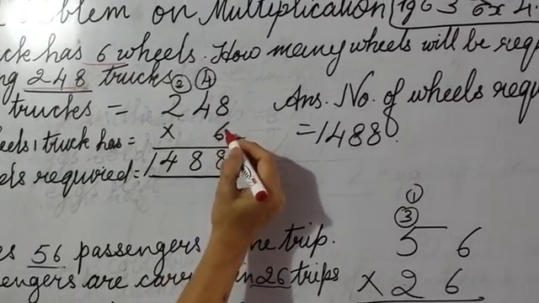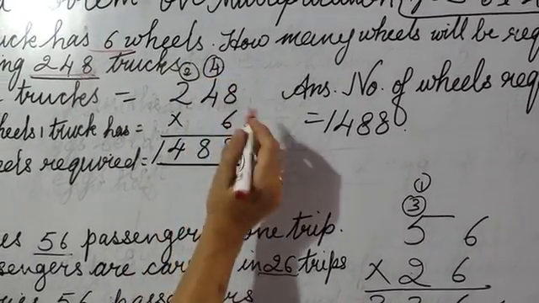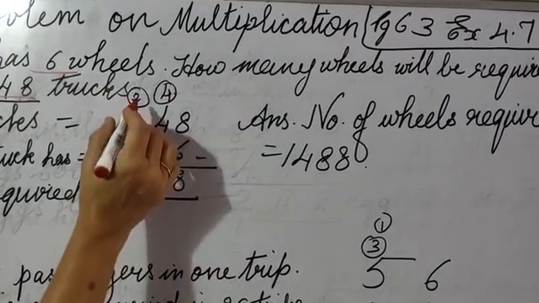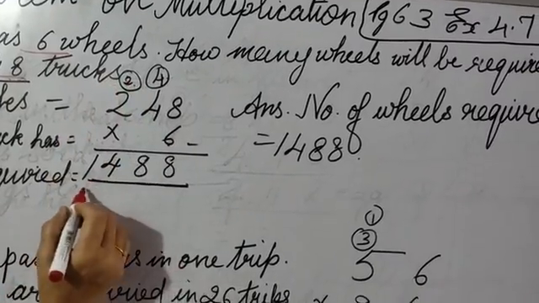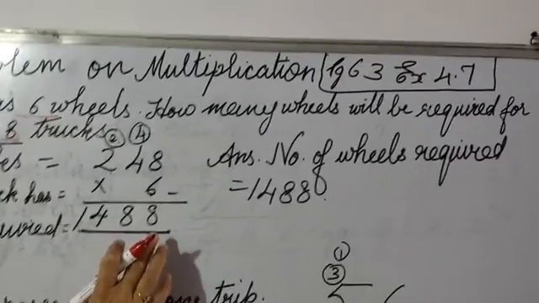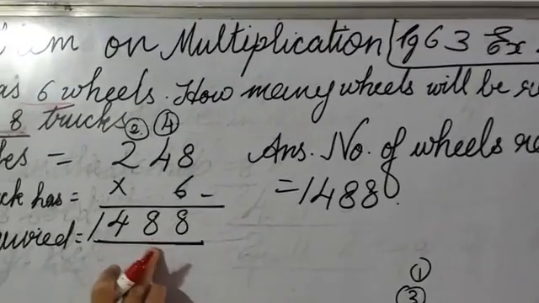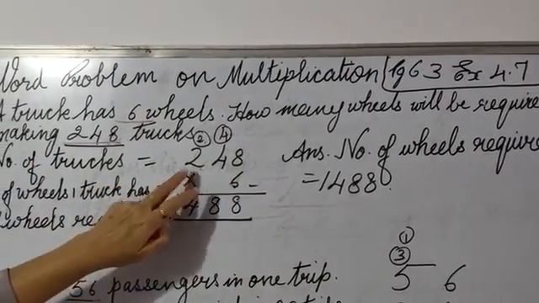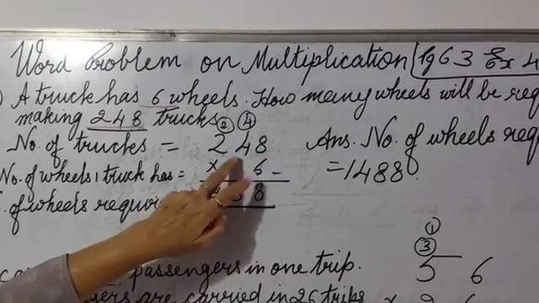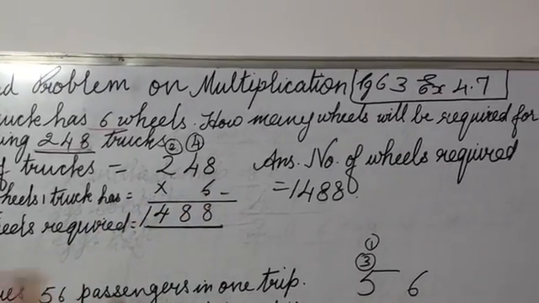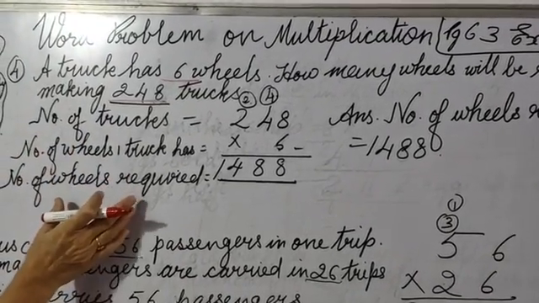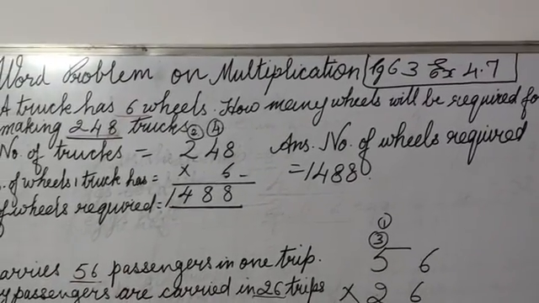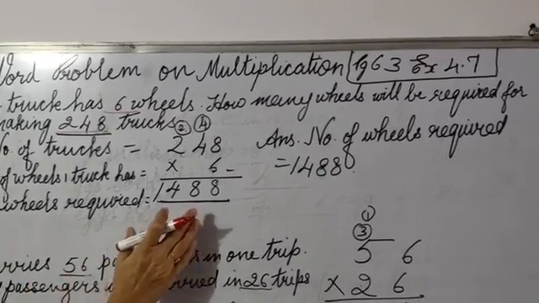I'll show you how to multiply. 6 8s are 48, 8 carry 4. This is simple multiplication. 6 4s are 24 plus 4 is 28, 8 carry 2. 6 2s are 12 plus 2 is 14. So the total number of wheels we require is 1488 wheels. Okay. So one truck has 6 wheels. Therefore 248 trucks will have how many wheels? 248 multiplied by 6. This is the easy way. And to write the statement, you can write it in this way also. And in the next sum, I'll show you the other way also. Simple way to write them. Okay. So this is the first sum.